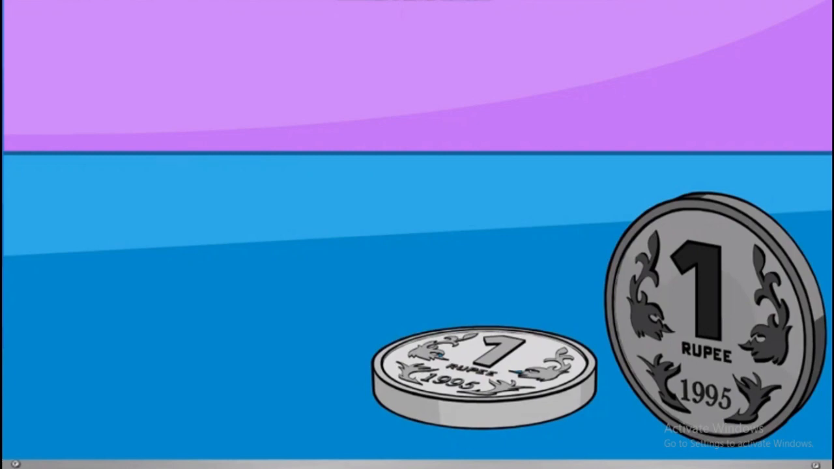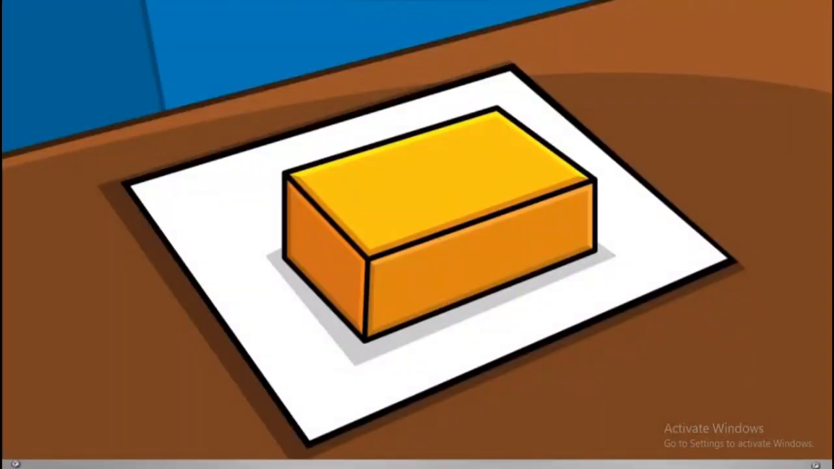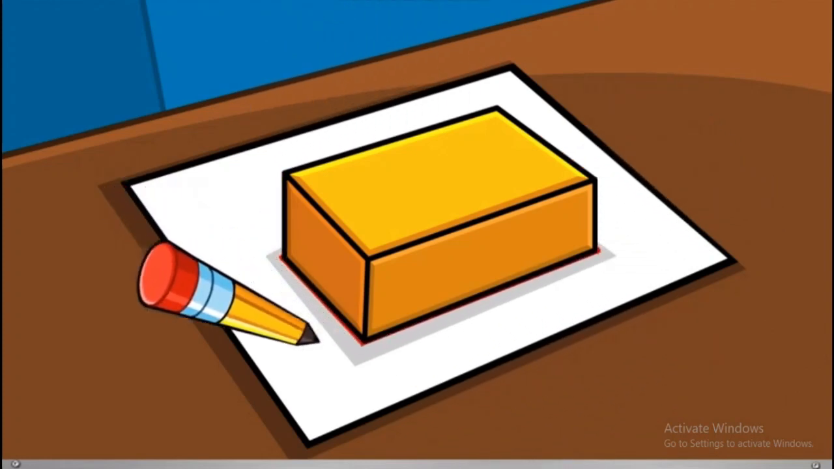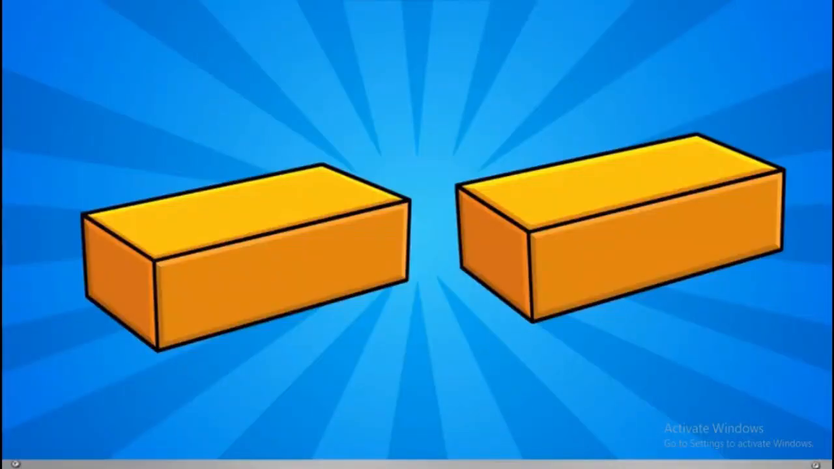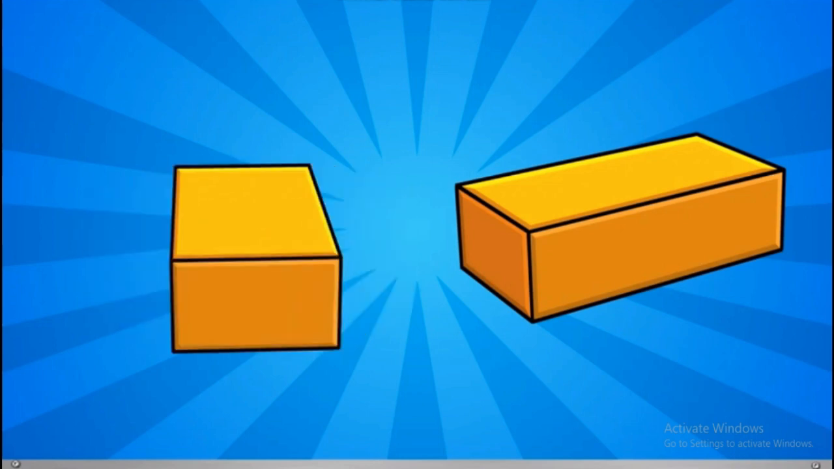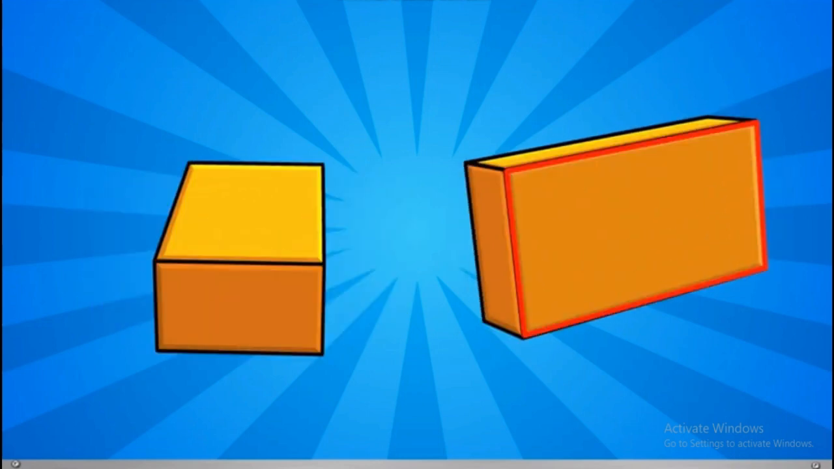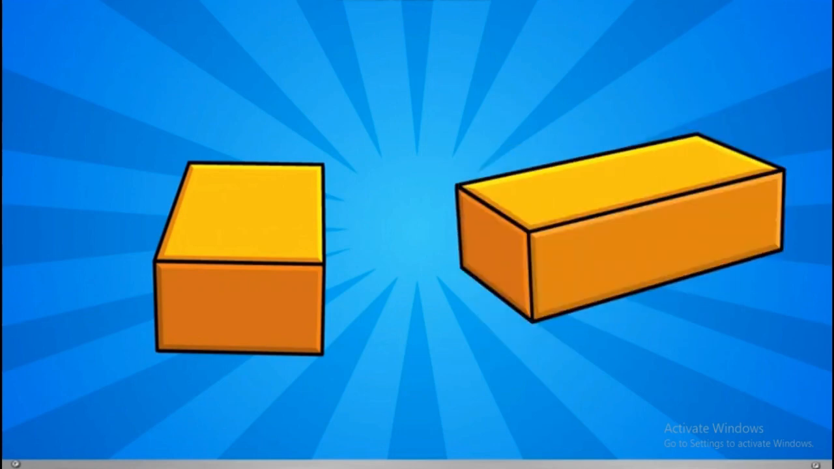Can you think of any other object that can roll as well as slide? To find the outline of an object, keep it on a paper and move your pencil along its borders. See how we can find the shape of this brick. We see that the outline of a brick is a rectangle. How many faces does the brick have? Six. The cuboid has 6 faces and 8 corners.